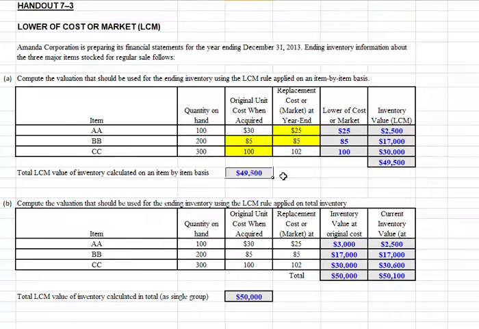If we apply it on an item by item basis, we're going to have to reduce our assets by 500 and record an increase of cost of goods sold of 500. And again, we have the choice on how we want to apply the lower of cost or market rules.